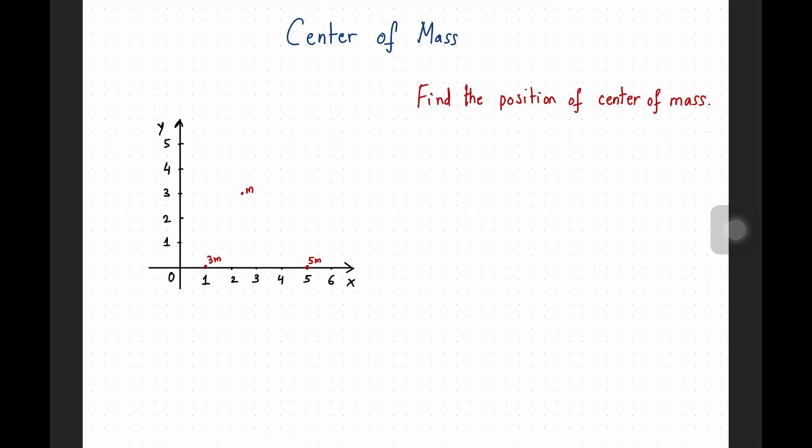In this video, we are going to look at how to find the position of center of mass for a system of particles. We have got three masses here, m, 3m and 5m, and their position is shown on the x and the y axis. We can check the coordinates for each one of them from the x and the y coordinates, which we can read from the coordinate axis.